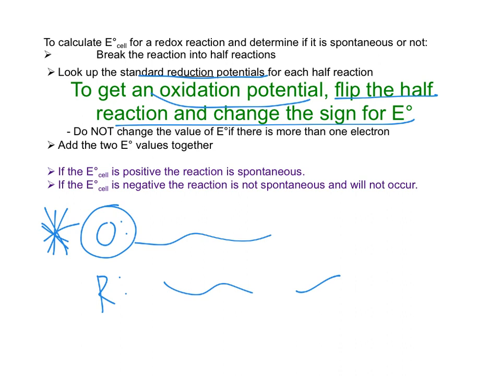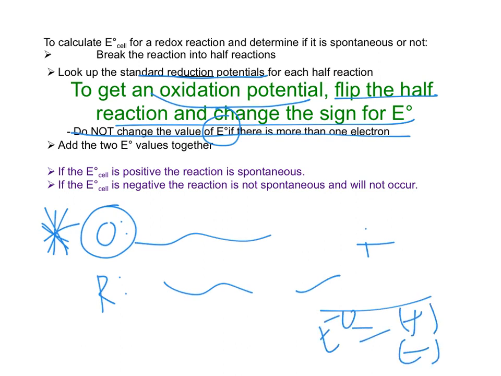If it's positive, the sign becomes negative. If it's negative, the sign becomes positive. Do not, even if you have to multiply things or add more electrons, do not change the value of E. It's a set ratio. And then you just simply add the two E values up. And if they add up to be positive, you know it's spontaneous. If you add up to be negative, it is non-spontaneous.